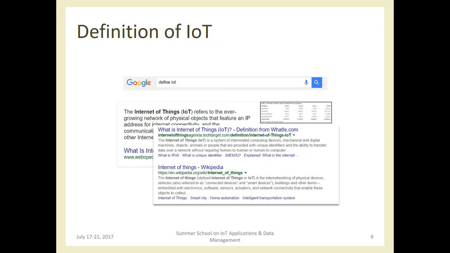Also referred to as connected devices or smart devices, buildings. Buildings are objects or things that are full of sensors today. And other items embedded with electronics, software, sensors, actuators, and network connectivity. So all the results of our electronic studies, computer studies, and networking studies converge into one physical device and give new capability to your coffee machine, to your TV, to your watch or whatever. That's the definition coming from the internet.